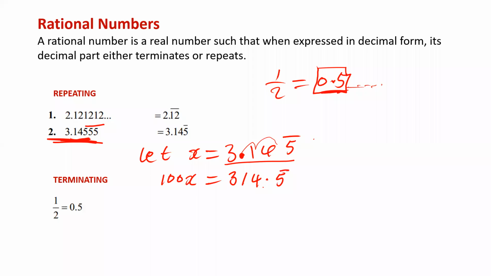The next step is to multiply the whole equation again by a number that will make this point move and cover the repeating numbers. So we're going to multiply it by 10. On this side, we multiply 100 by 10 and get 1000x.